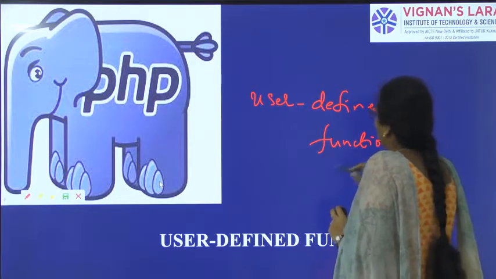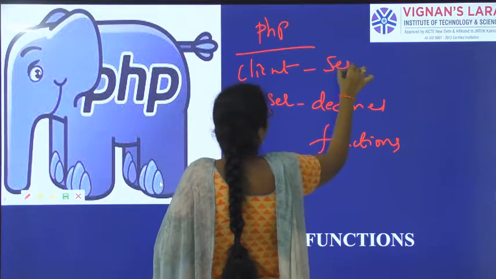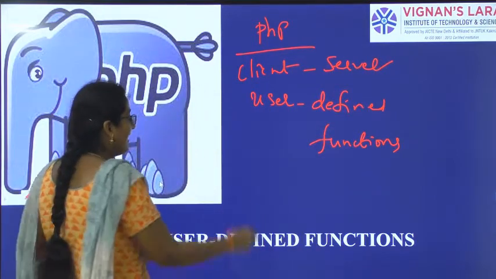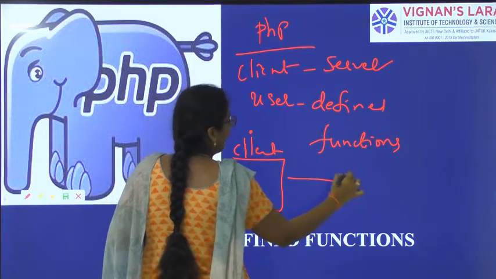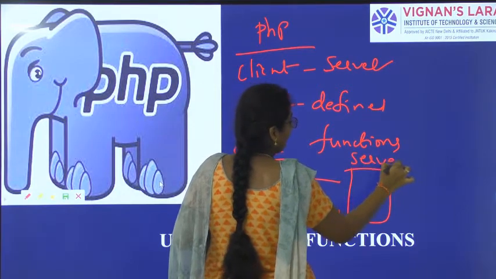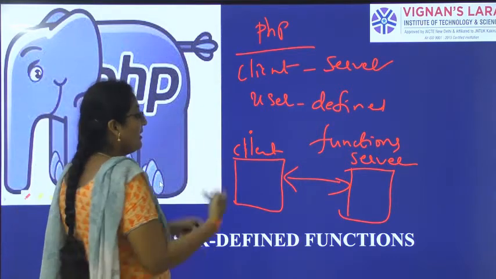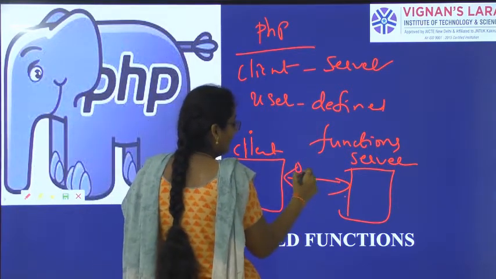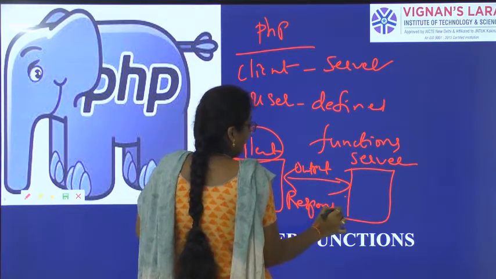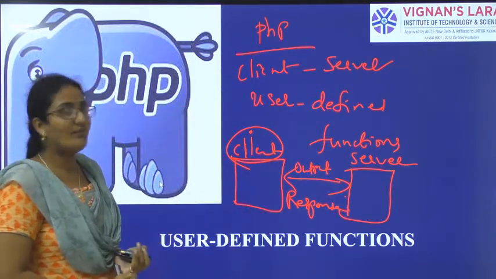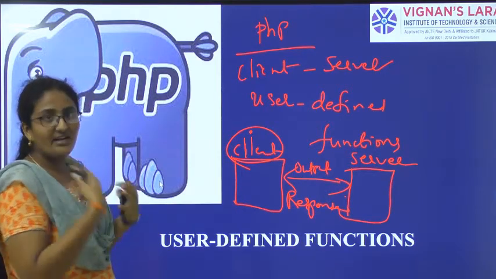In PHP, a client will be there, and a server also will be there. As we discussed in the previous class, in PHP we will have a client machine and a server machine also. This server will send the output to the client in the form of a response. In PHP we have different types of functions. The first one is user defined functions, which are generated by the user.